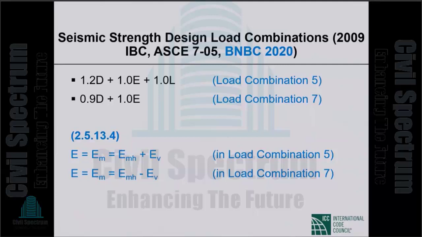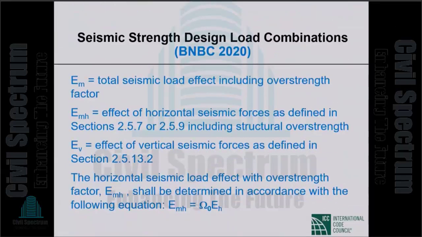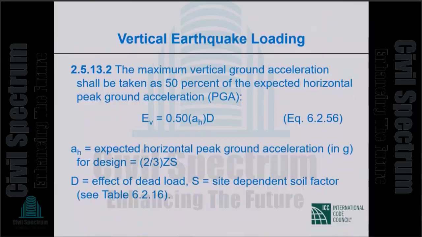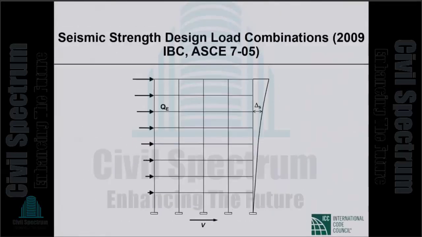Now the seismic load combinations, additive: 1.2 dead, 1.0 live, which would typically be 0.5 live, plus 1.0 E, and the counteractive 0.9 dead plus 1.0 E. Now let me do it slightly differently than how the slides are. Let me do what is in the IBC, and then I'll take you back to BNBC.